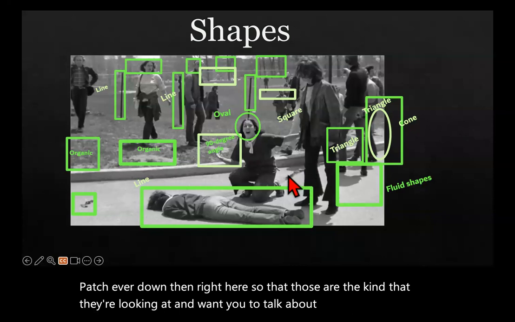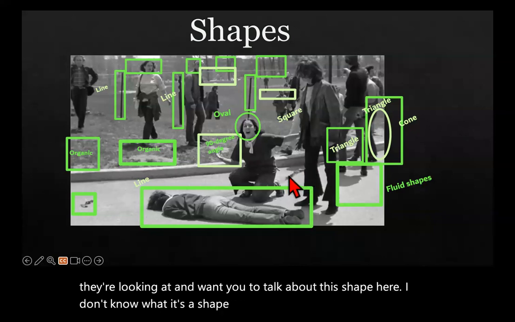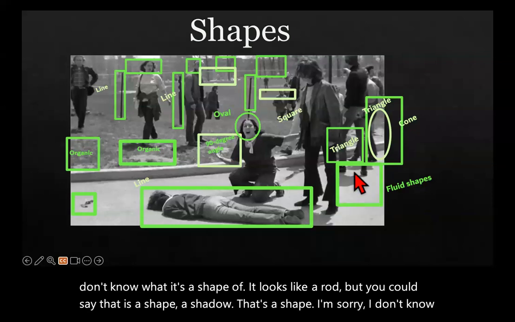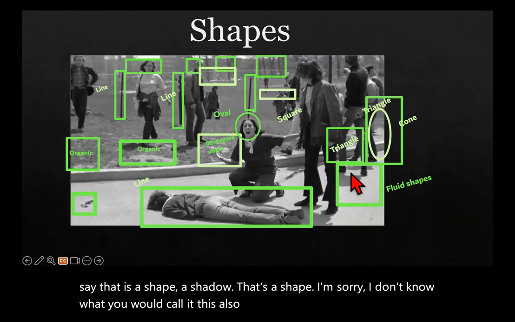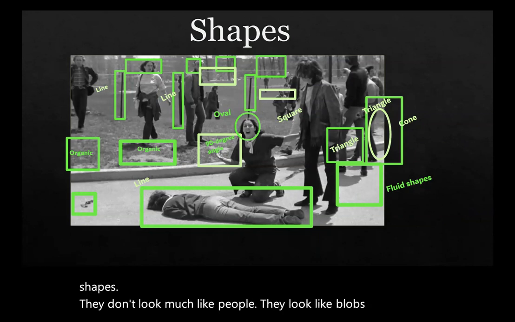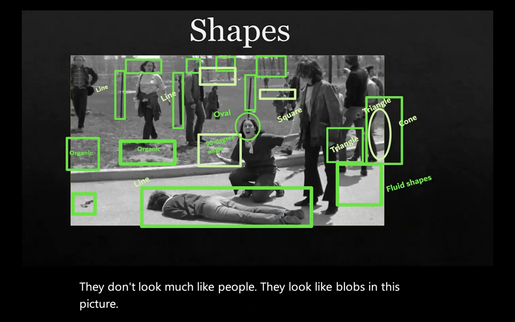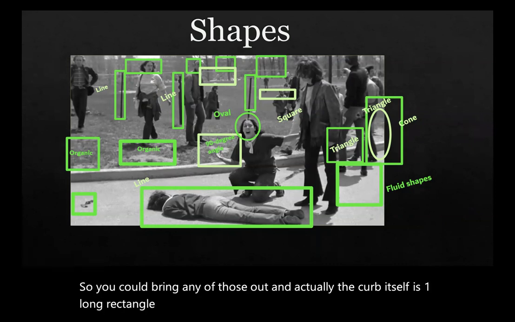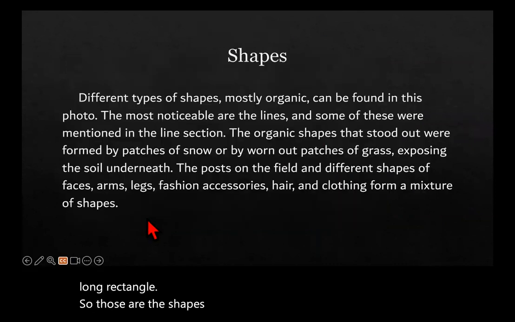This shape here, I don't know what it's a shape of. It looks like a rod, but you could say that that is a shape, a shadow that's a shape. I'm sorry, I don't know what you would call it. This also is a fluid shape. Your shadows are shapes. They don't look much like people. They look like blobs in this picture. So you could bring any of those out, and actually the curb itself is one long rectangle. So those are the shapes that we see.